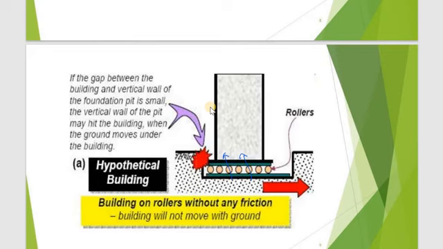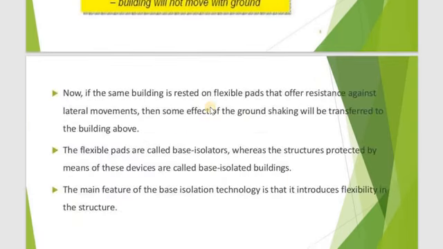But if some roller-like arrangement is there, then what will happen? Even if the support is moving, the rollers will be adjusting, moving. So, the vibration will be very less. So, we can protect the building. This is a basic hypothetical building and an example. Instead of rollers, there are many other mechanisms that we use.